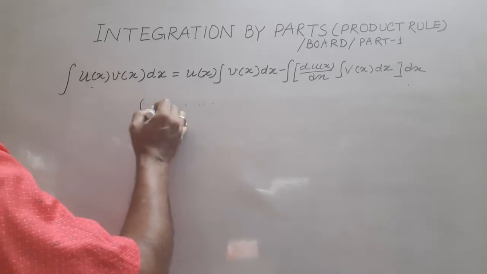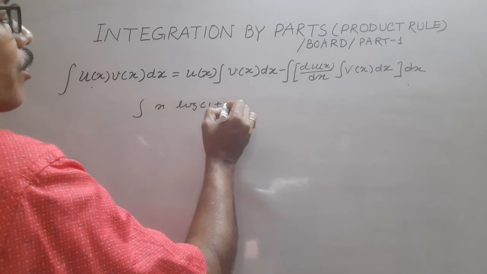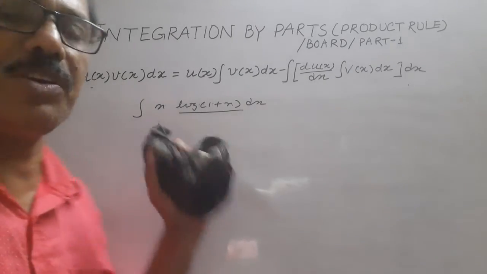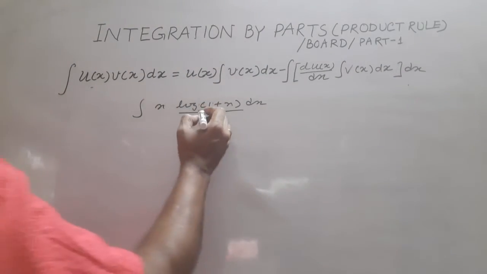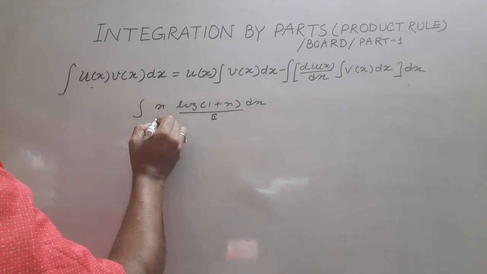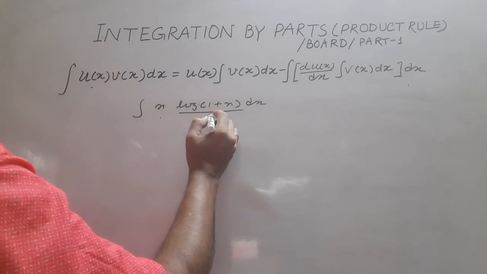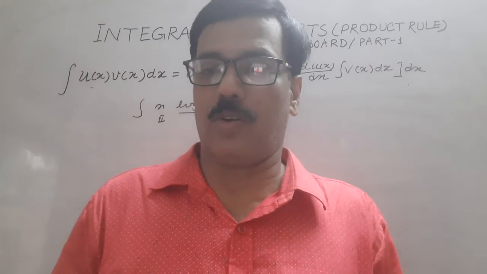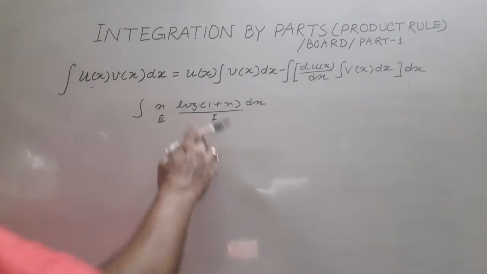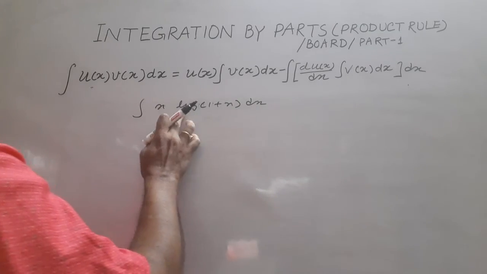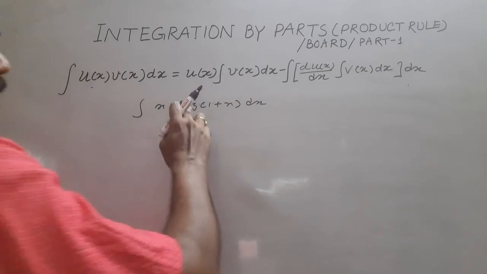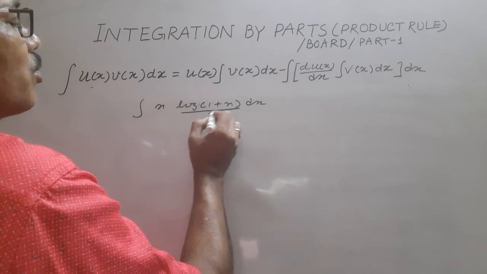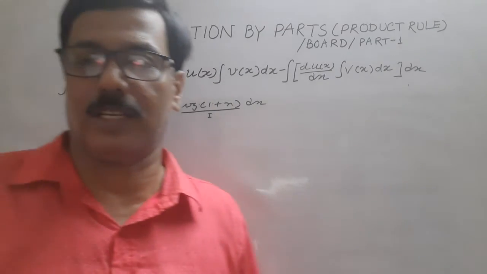So write x log 1 plus x dx. So this is not integrable. So we consider this as first function, not integrable, and this as second. So this is our observation. Now according to Liet rule, logarithmic function and algebraic function. So logarithmic function has preference. So we are considering this as first function.